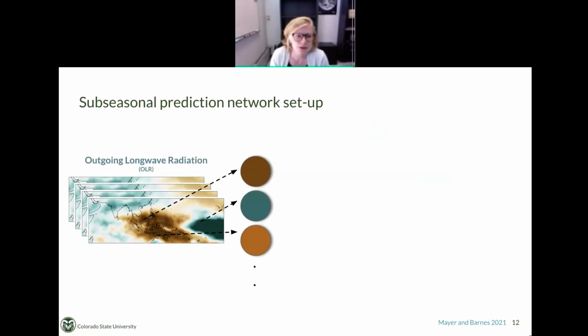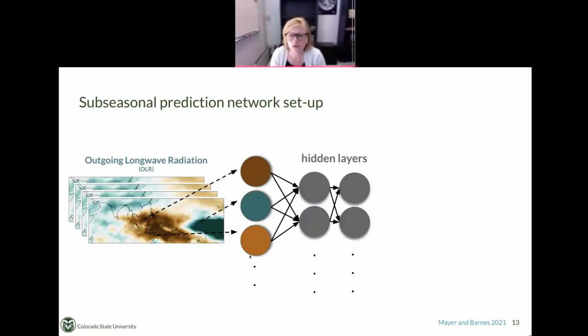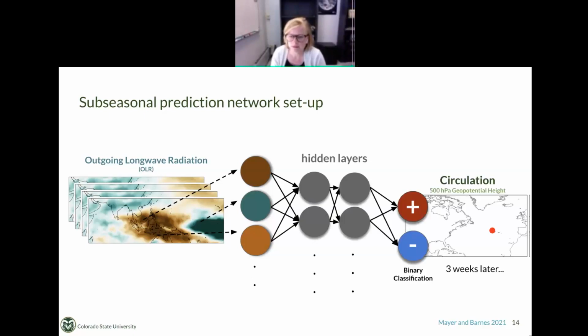To approach this question, we set up a neural network that took in outgoing long-wave radiation into its input layer. We pass it to two hidden layers, and we tasked it to predict the sign of the 500 hectopascal geopotential height 3 weeks later. So this is a binary classification problem, meaning that we're just predicting the sign instead of a number per se. So either a positive or a negative sign.